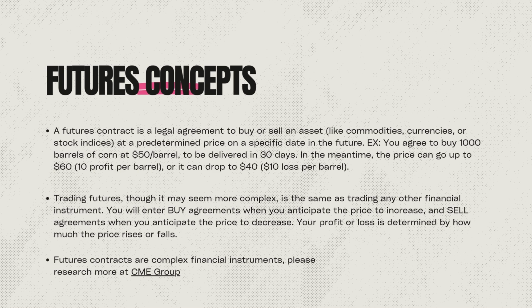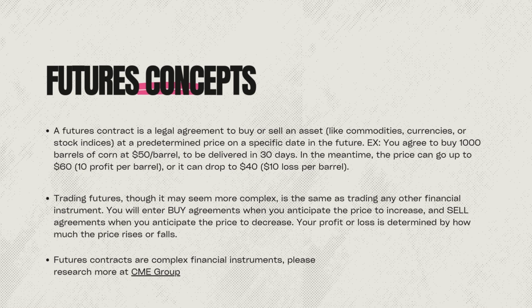Well, a futures contract is a different type of instrument. A futures, it's actually a contract. It's an agreement that you're going to buy or sell the asset, like an Apple stock, at a predetermined price on a date in the future. It's basically like speculation. It's like saying you agree to buy 1,000 barrels of corn at $50 a barrel, and it's supposed to be delivered in 90 days.